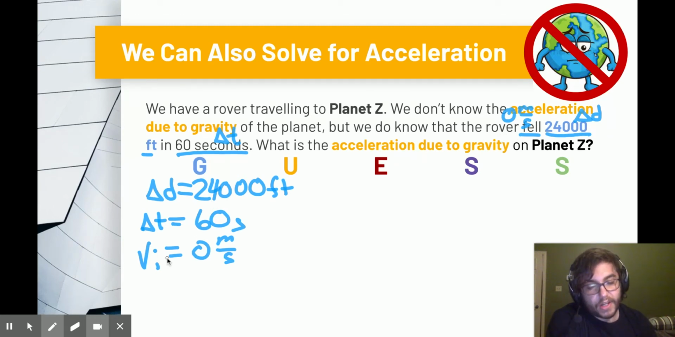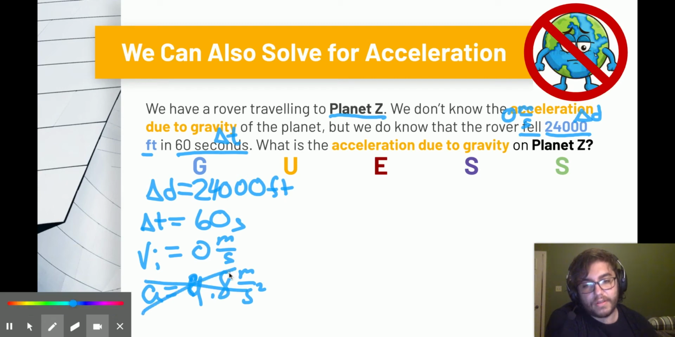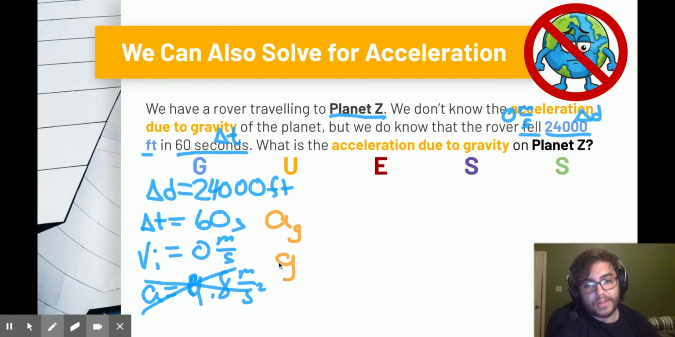So let's just start here. And quick question, do we know if acceleration is equal to 9.8 meters per second? No, right? Because we are on planet Z. It's different. So our unknown is our A. Sometimes you'll see a little g. Sometimes you'll see it written as just g. Is equal to question mark. And sometimes you might even see it as just A, like we've been doing for the rest of this PowerPoint so far.